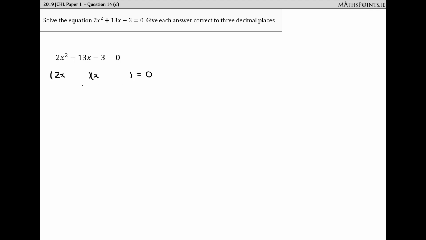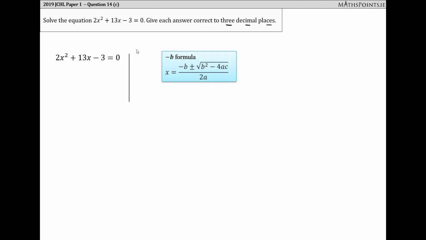What is it in the question that tells us that we probably could have avoided trying to factorize it? Well, it says that this question needs to be solved to 3 decimal places. And anytime a question is to be solved to a number of decimal places, that generally means we're going to need to use the quadratic formula that's in our maths tables. This formula, that we call the minus b formula, says that x will be equal to minus b plus or minus the square root of b squared minus 4ac, over 2a.